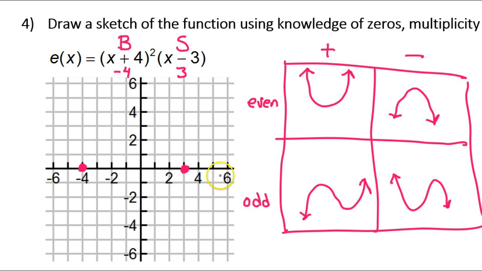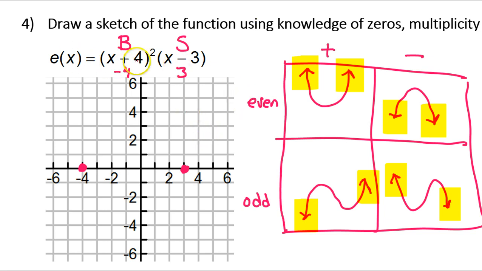Now, bear in mind, I'm not talking about the entire graph looking like these shapes. I am focusing on the end behavior. I'm just talking about what's happening on the ends. Okay, just the end behavior is all I'm looking at right now.